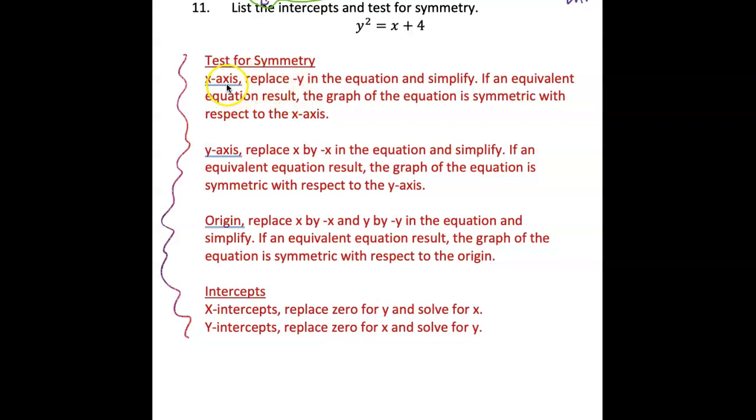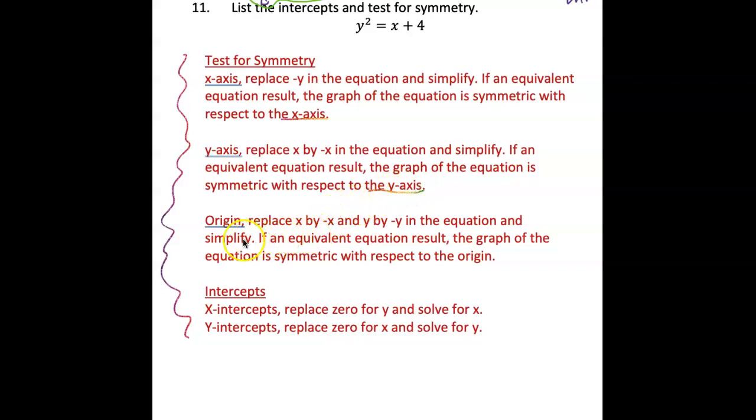So here, if you're testing for the x-axis symmetry, you're going to replace the y with negative y and simplify. If you get an equivalent answer, then it's symmetric with the x-axis. And then for the y, when you're checking for y-axis symmetry, you want to replace the x with negative x. Simplify. If you get an equivalent equation, then it's symmetric with respect to the y-axis.